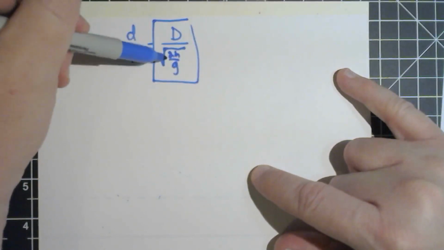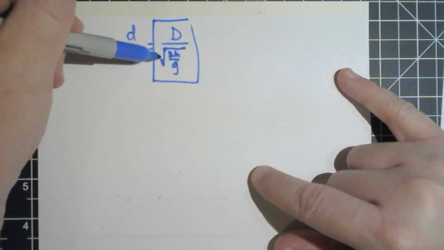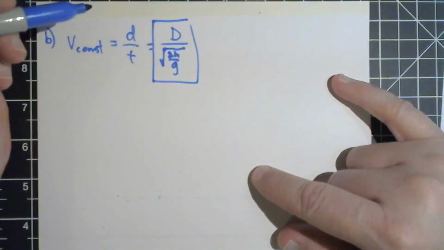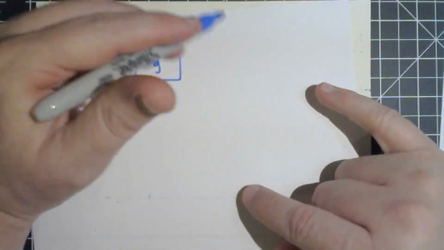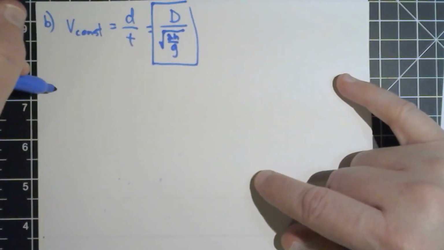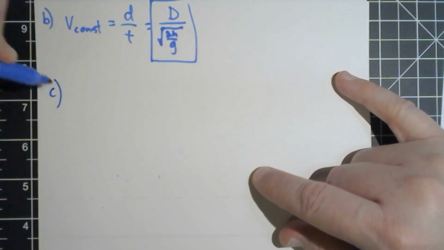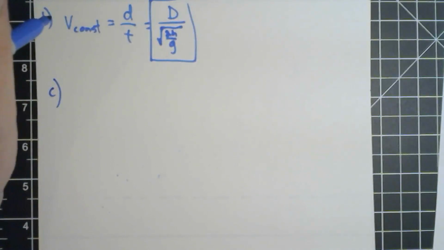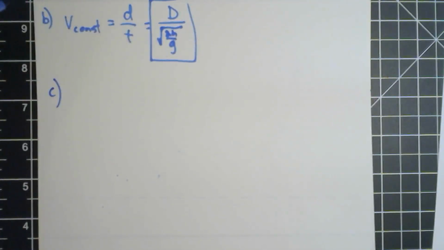Now, some people will say, well, don't I have to rationalize this, get rid of that square root in the denominator? No, you don't have to. You can just leave it as is. Physicists don't care about rationalizing equations unless it helps them mathematically, but we don't have to do that.